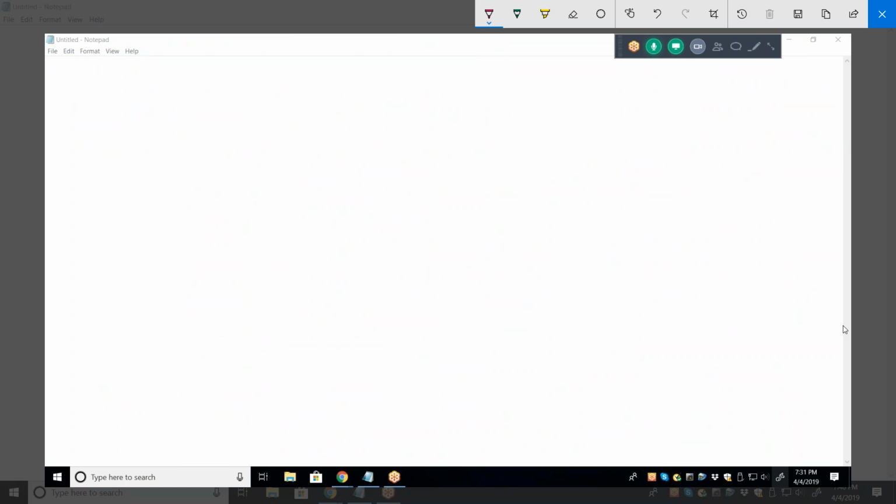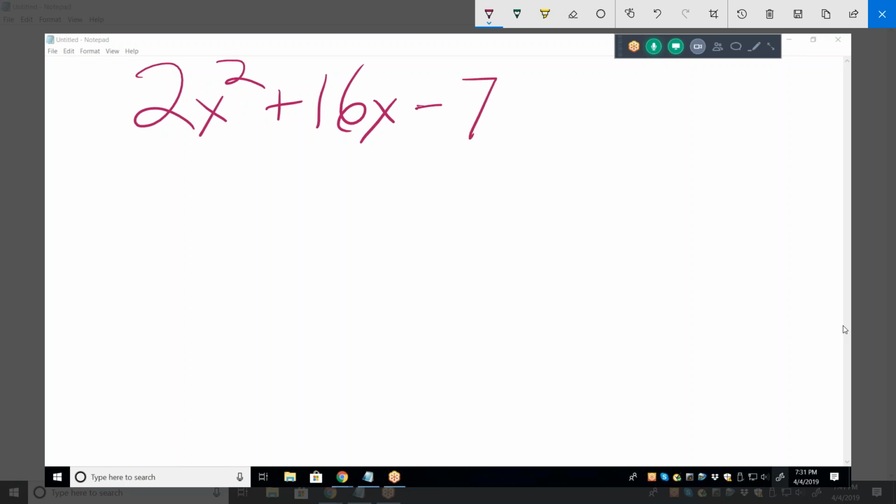What else you got? Here's one. 2x squared plus 16x minus 70 equals negative 4.